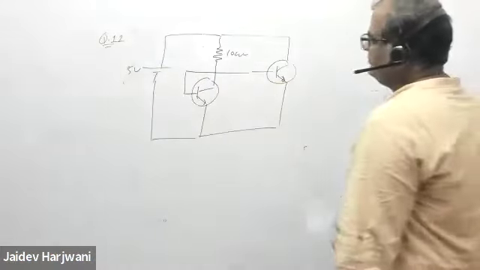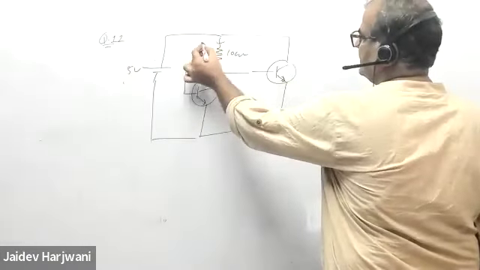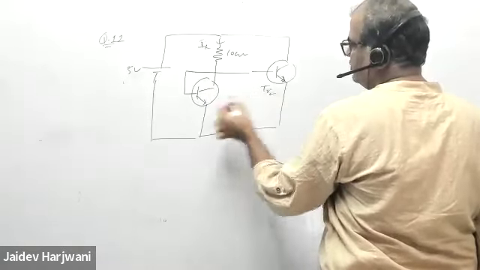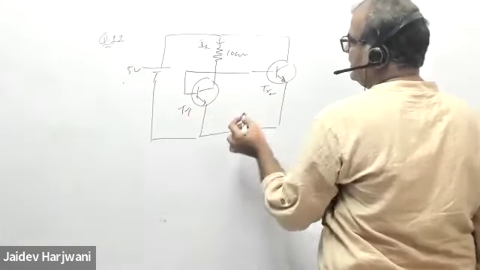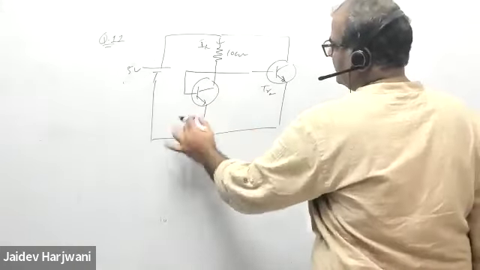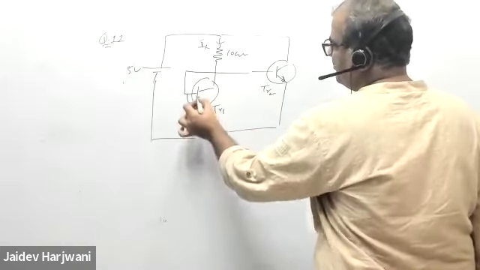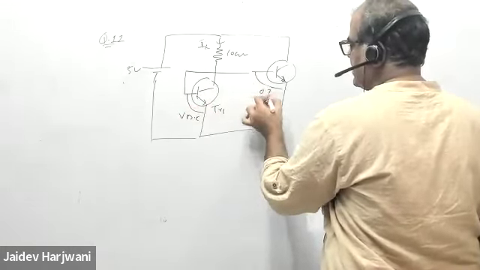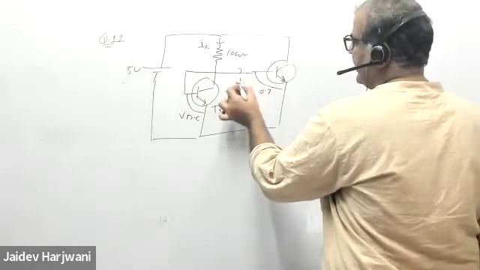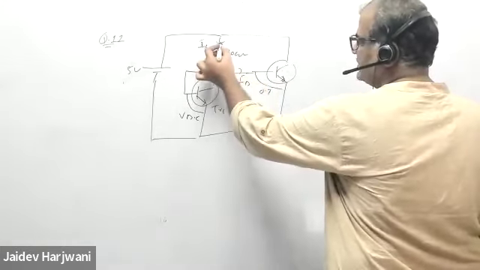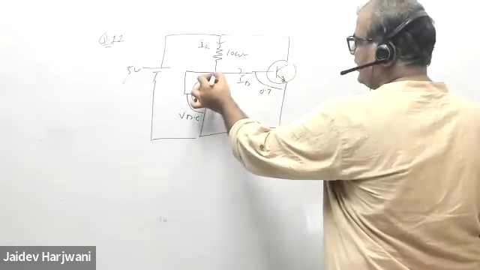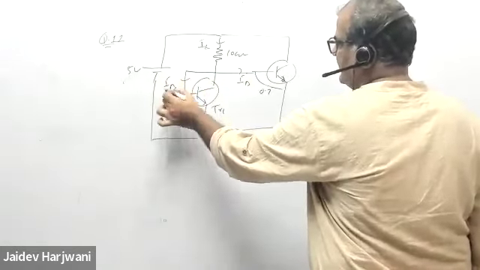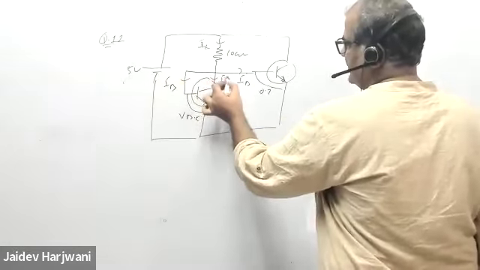So say some current I is coming here. Generally we call this a reference current. Now both the transistors TR2 and TR1 are identical. So identical means their VBE is the same. So their base to emitter voltage is 0.7 for both. Now the base current IB is the same because both are identical, the same voltage at the same point. So say this is IB, and this is your IC.